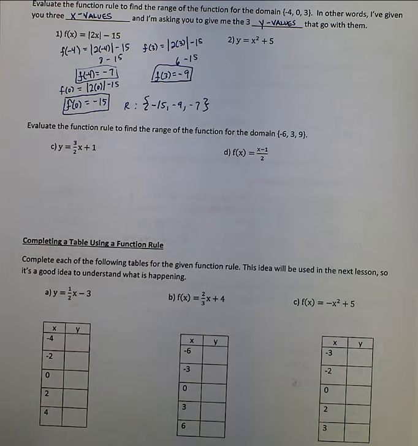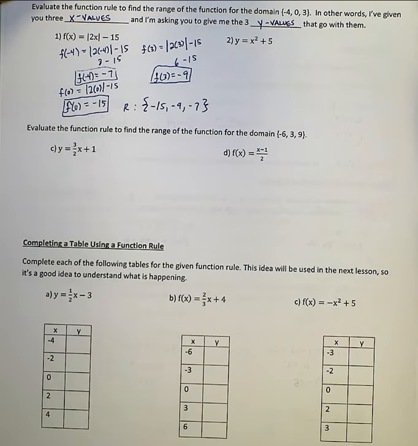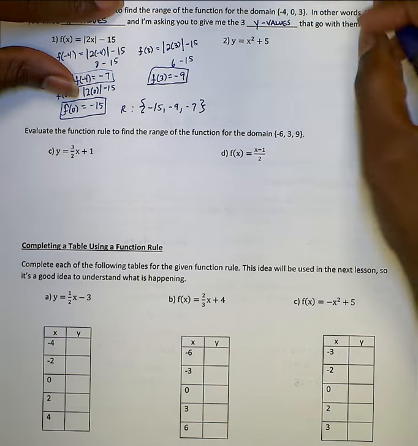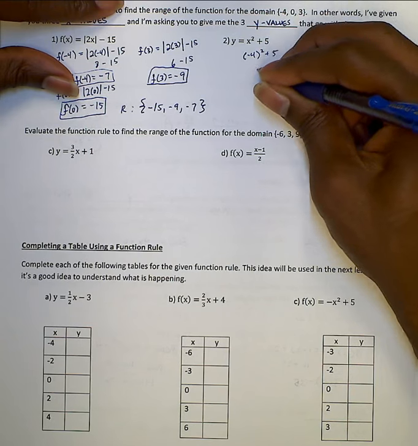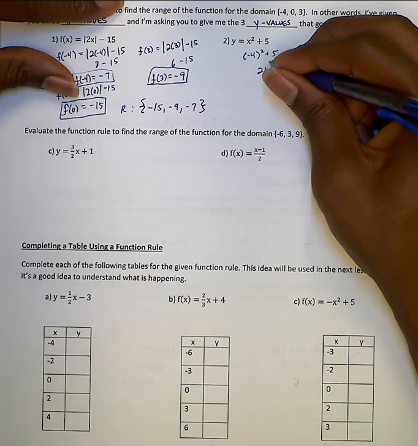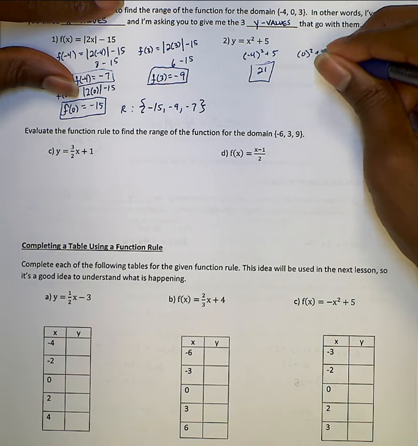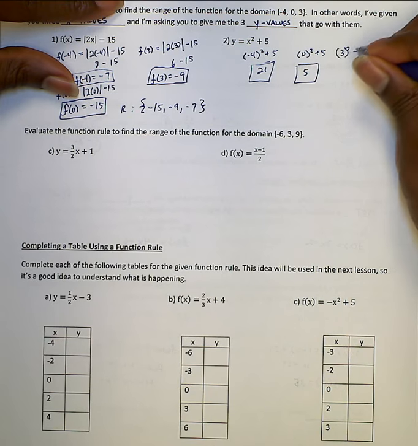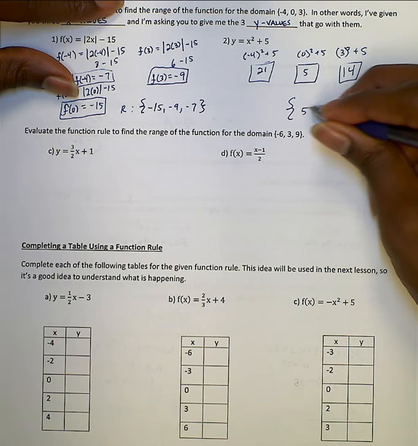Okay, so we have those 3, and now we can do that same thing for this one. Again, we're just plugging those values in. I'll do this a little bit quicker here. Plugging in -4 squared plus 5, 16 plus 5 is 21. Plugging in 0 squared plus 5 is 5. Plugging in 3 squared plus 5 is 14. Okay, and so my range for the second one will be 5, 14, 21.